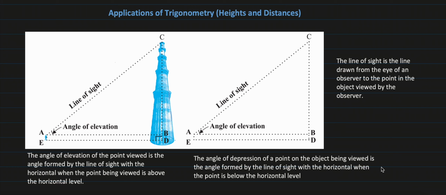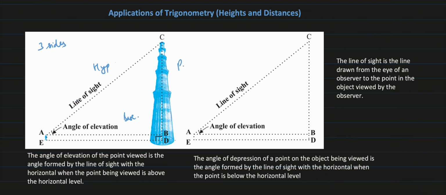Friends, in this video, we will be learning about applications of trigonometry, also known as heights and distances. We all know that in a right angle triangle there are three sides: hypotenuse, perpendicular and the base. Now these three sides and any angle, we know there are relationships called trigonometric ratios.